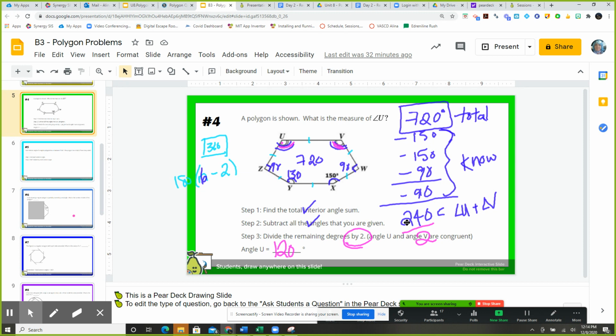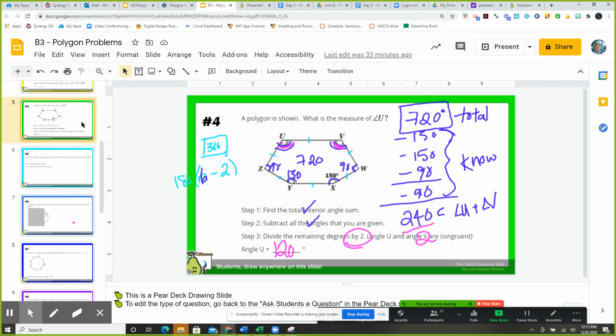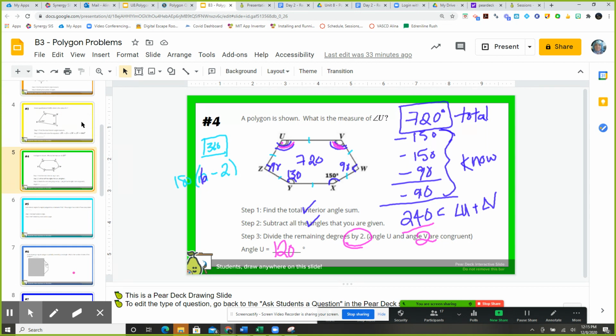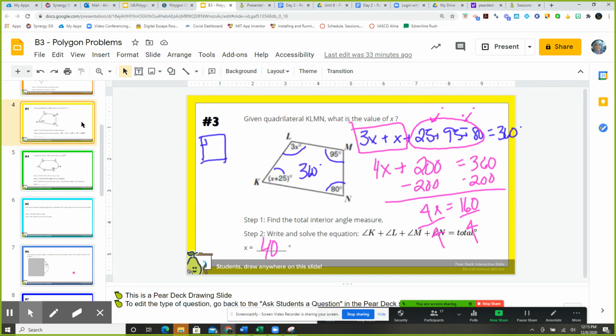We had to then divide that by 2 in order to find one of the angles. So you find your total angle degrees for the whole shape, subtract out the things that you know, and then divide it by the number of angles that you have that are congruent. Everybody good with that one?